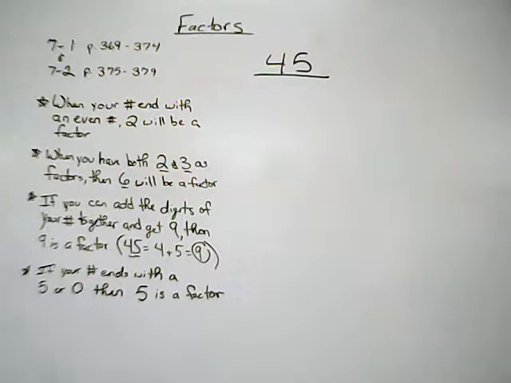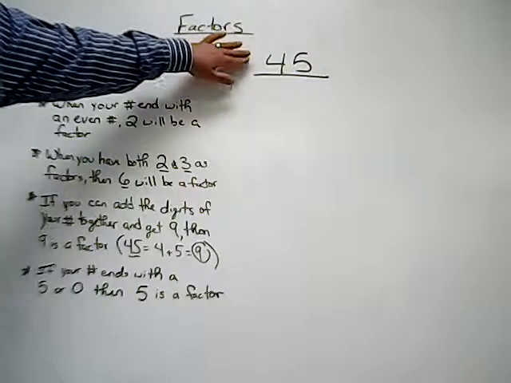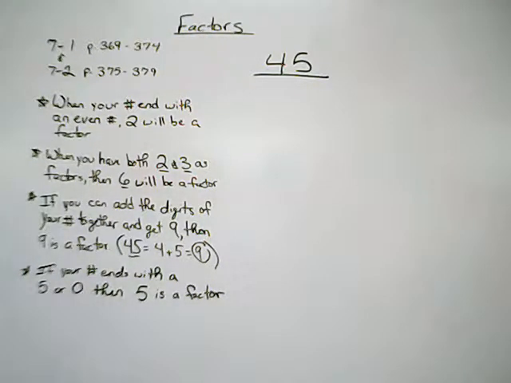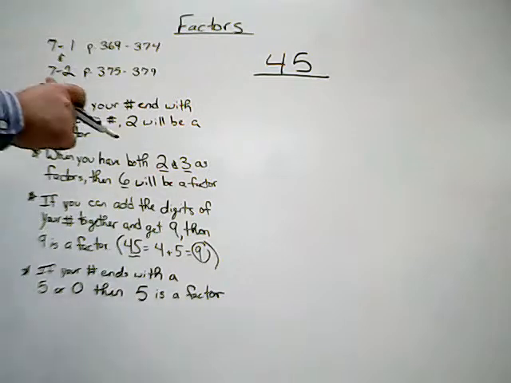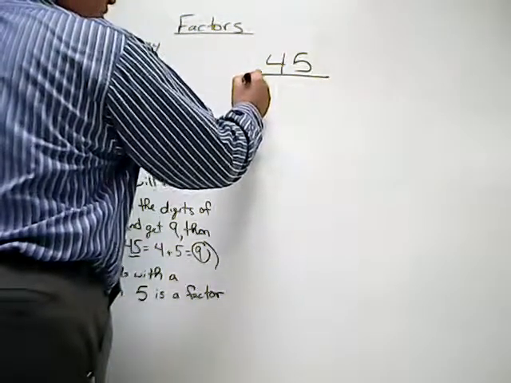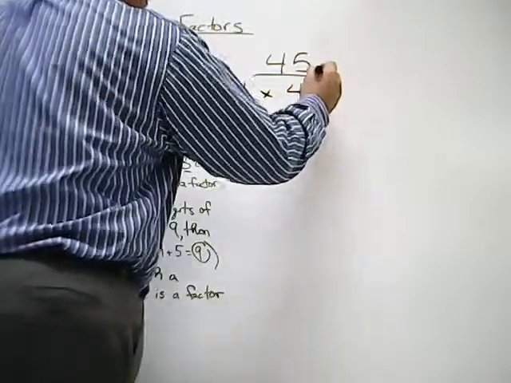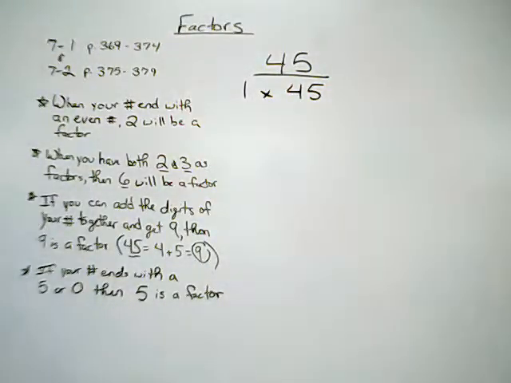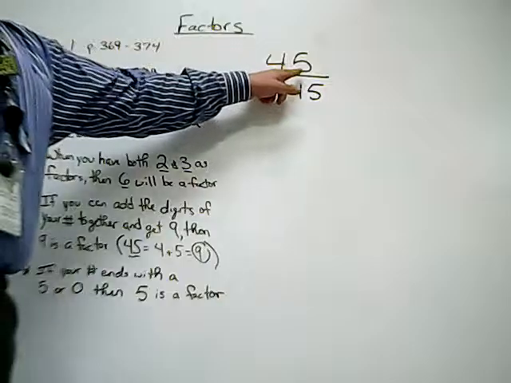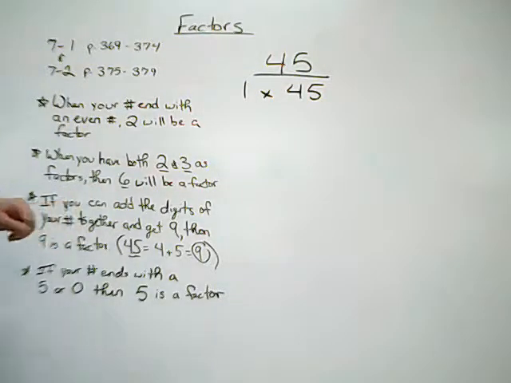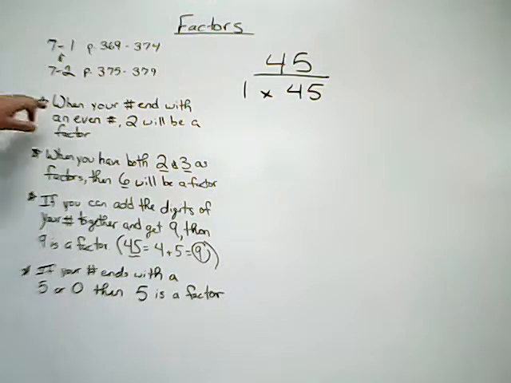Let me do an example for you on the board. I'm going to try to find all of the factors to come up with an answer of 45. Well, to start, I'm going to use the easiest one we have: 1 times 45. Next, 45 does not end with an even number, so I know 2 is not going to be a factor.